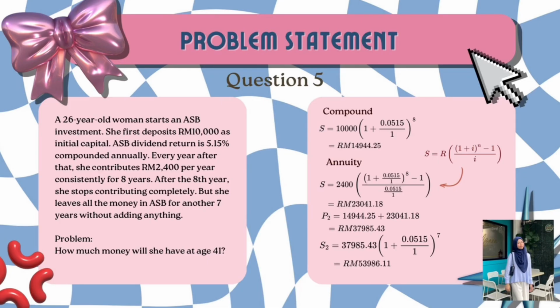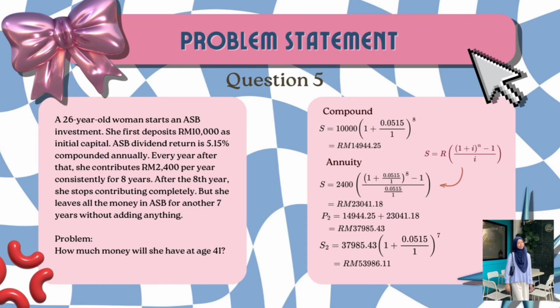Okay, now we add both parts together to get her total ESB balance for 8 years, where 14,944.25 ringgit plus 23,041.18 ringgit. Then we get the answer 37,985.43 ringgit.